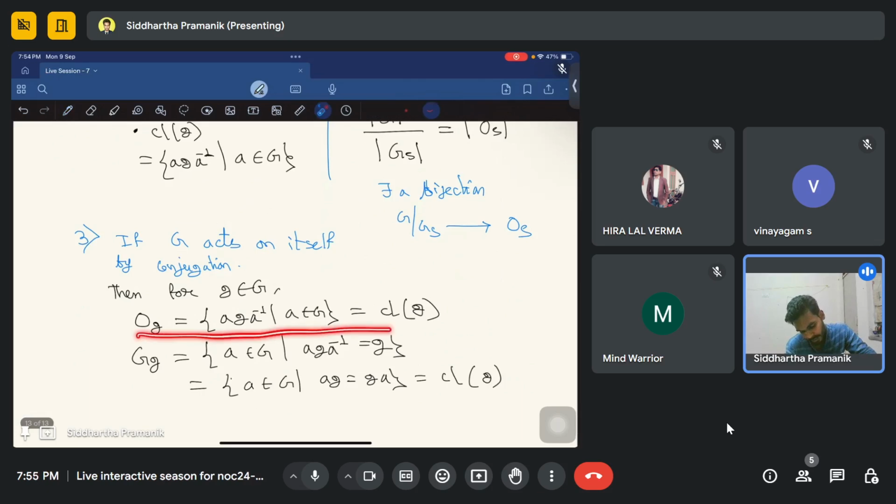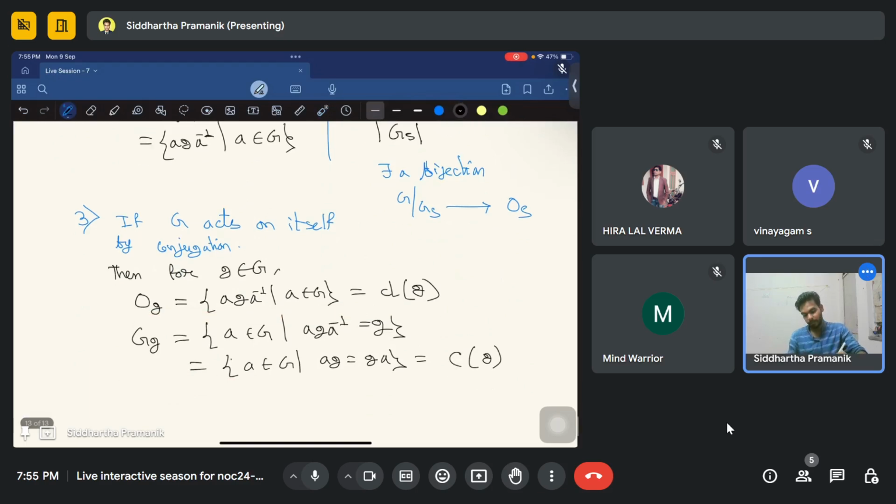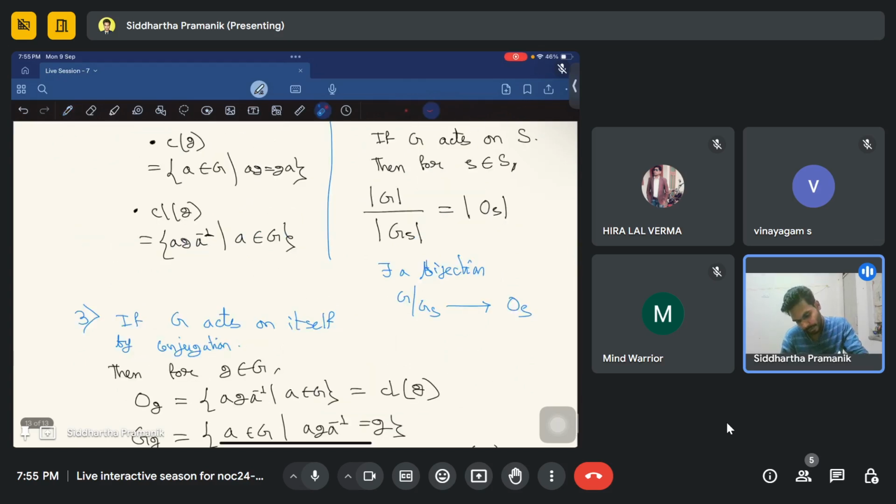So orbits are the conjugacy classes and stabilizers are the centralizers. From this we have got the class equation, right? Now use the orbit stabilizer theorem in this action.